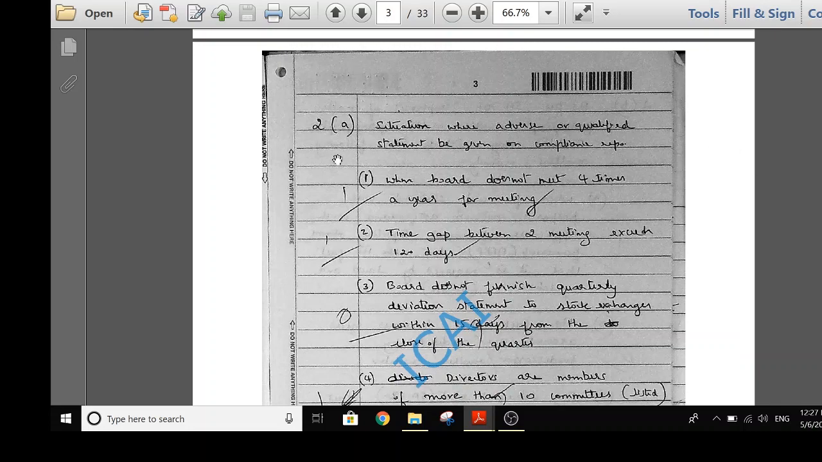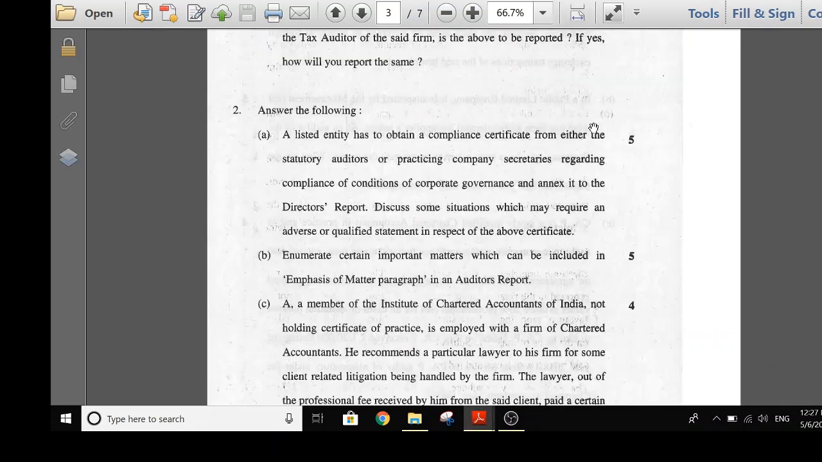I had started with the second question because those were the small, straightaway questions where I actually had to write the points rather than thinking. So the question started with a listed entity having to obtain a compliance certificate. I directly went to the last part, where they asked to discuss situations which may require an adverse or qualified statement. So the question is what are the adverse or qualified statements in the compliance certificate.